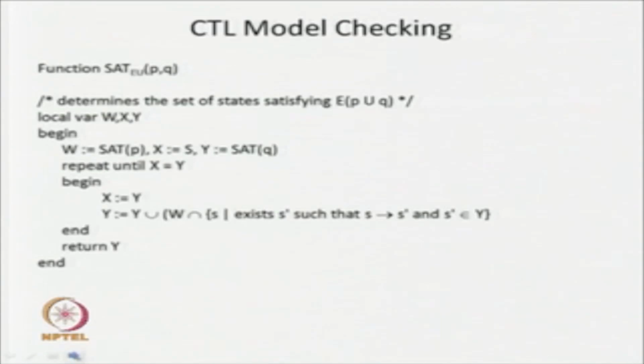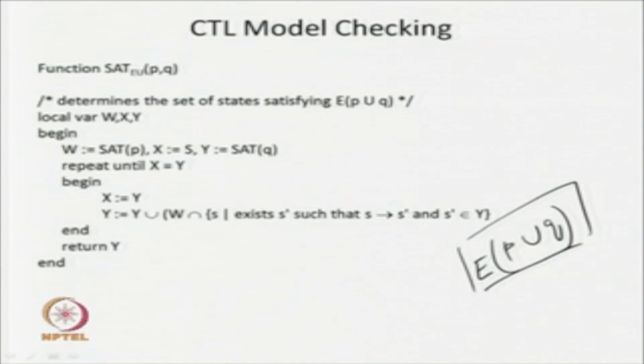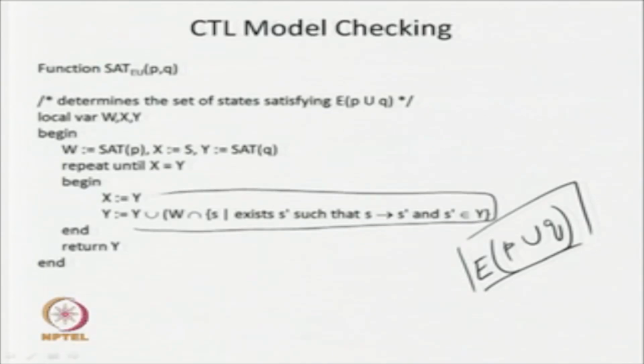Now, similarly, we need one more procedure where we are having the set E p until q. So, here there exists a path where p remains true until q becomes true. So, E p until q. So, what is the procedure? Already we have discussed it. So, what we have to do? We have to look for p remaining true until q is true. So, this is the expression, or this is the evaluation, that we did actually.